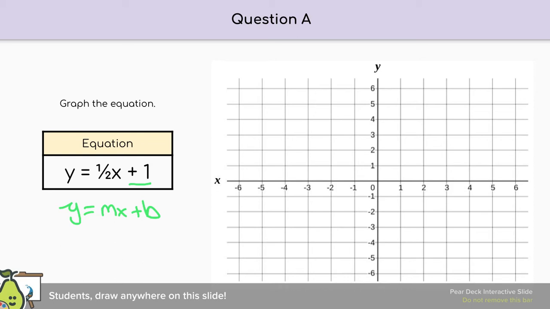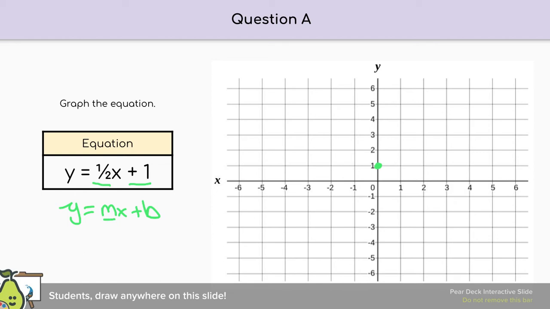So the first thing we're going to do is graph point 0, 1. And this is going to be our y-intercept. This is going to be the point where our line crosses the y-axis. So next, we're going to use m, which represents the slope, to help us find the other point. And I'm going to say that again because it is very important. The slope is going to help us find the other point.